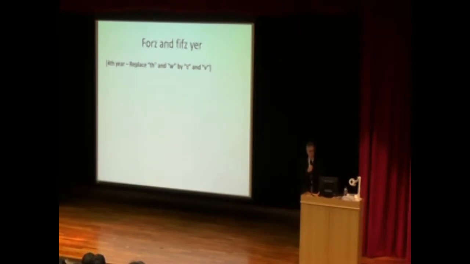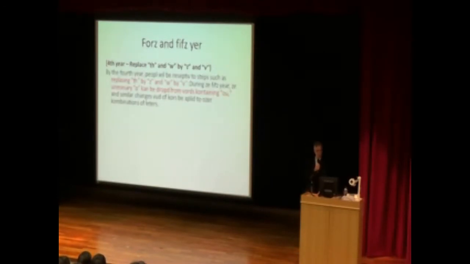Replace TH by Z and W by V. By the fourth year, people will be receptive to steps such as replacing TH by Z and W by V. During the fifth year, the unnecessary O can be dropped from words containing OU, and similar changes would, of course, be applied to other combinations.